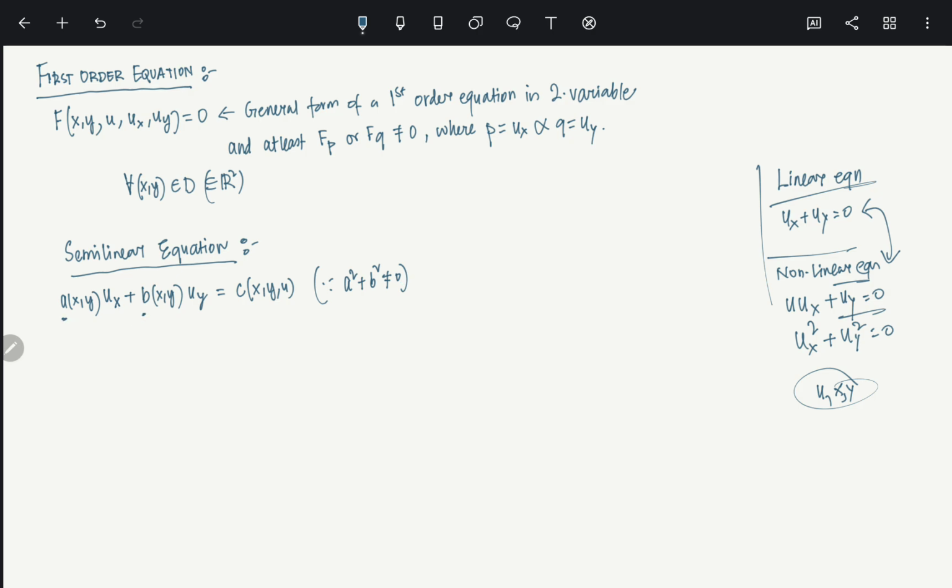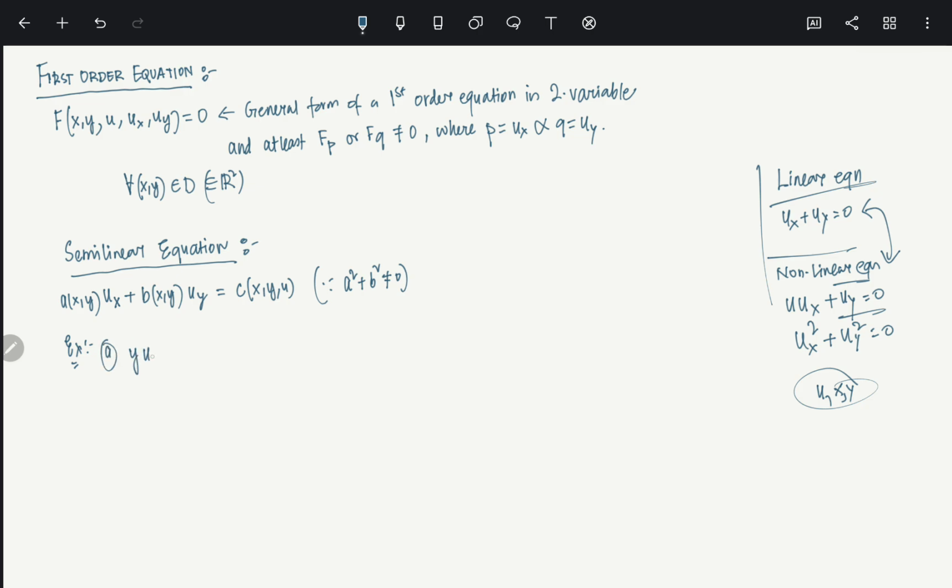So a of xy squared plus b of xy squared, I'm just writing it like this. What it guarantees is that at least one of the coefficients ux or uy exists. That's the thing. Okay, so that's your semi-linear equation. Now, as an example, you can look at it. You see, it looks very much like a linear equation in the highest order. That's basically it.